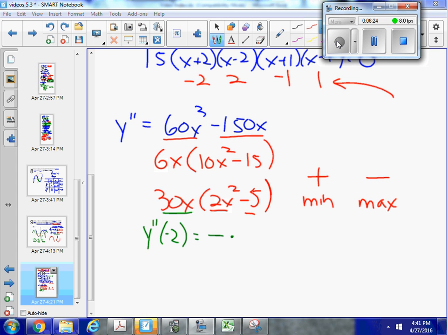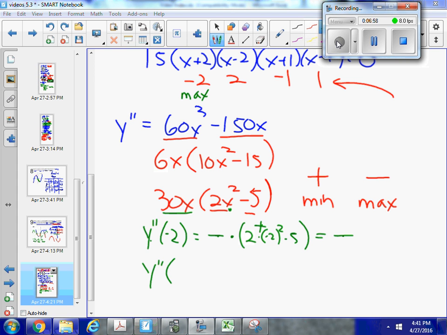And, well, look at this term here, it is going to be, let's just do it, times 2 times -2 squared minus 5. This term here is going to be a positive. So at y double prime of -2, I am going to have a negative. A negative times a positive is equal to a negative. So if it's a negative, this is going to be a local maximum.